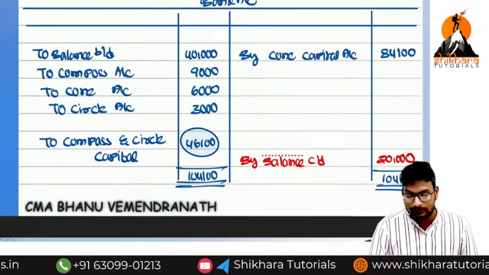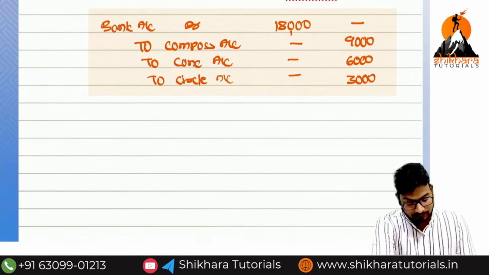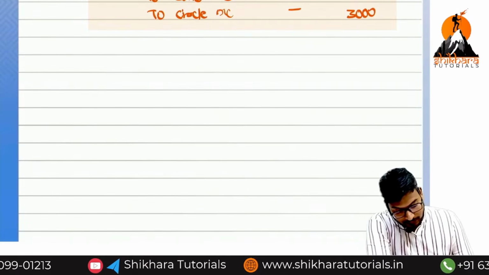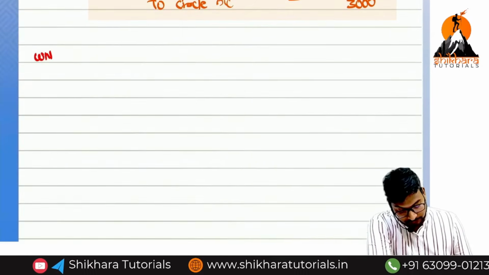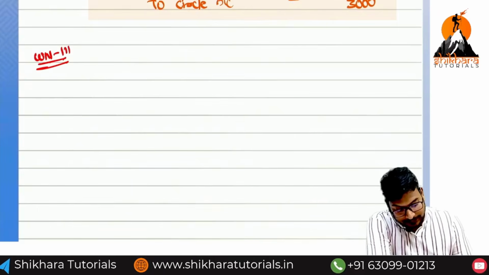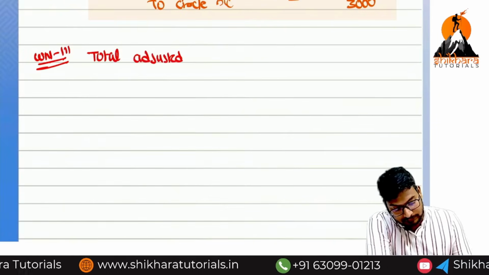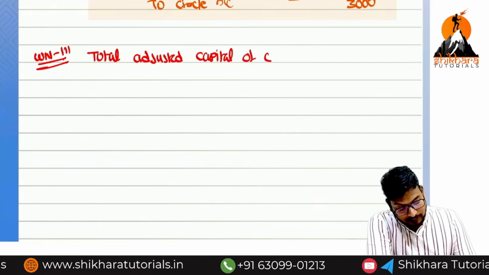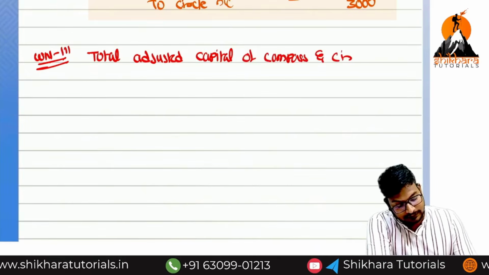So now we will get the conclusion, no problem. Okay, working note number what? So total adjusted capitals of compass and circle.